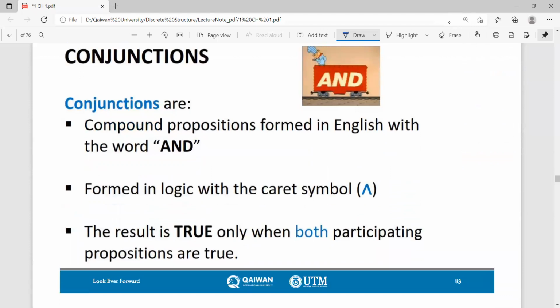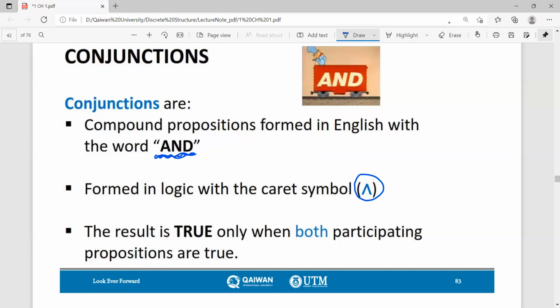Now we have some operations that join propositions. The first one is conjunction. Conjunction means and. In English, it means and. And mathematically, its symbol is a caret. This means and. Okay. It's like 8 in Kurdish. Okay. This means and.